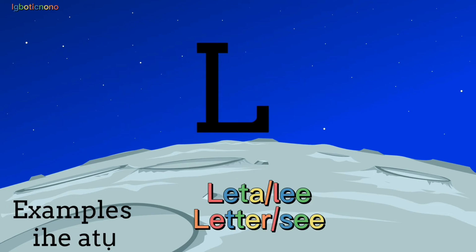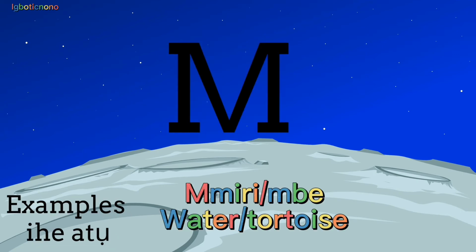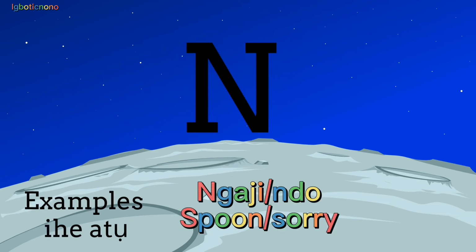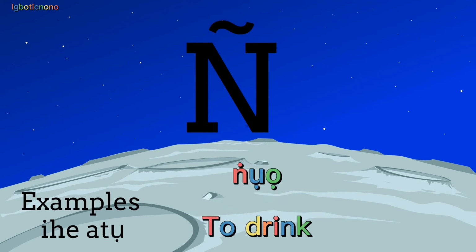L, letter, or le, that's say. M: mmiri, that's water, or mbe, that's tortoise. Then N: Ngaji, which is spoon in English, or ndo, which is sorry in English. And no, to drink.